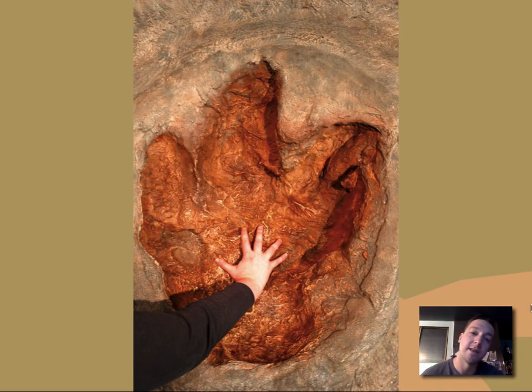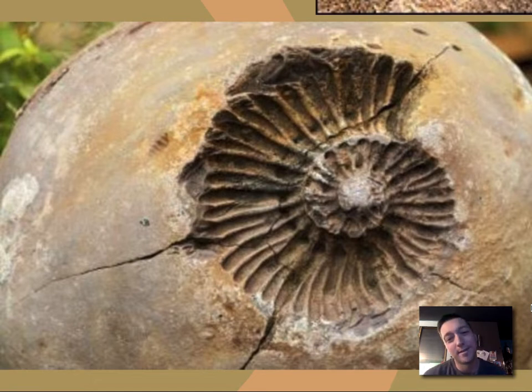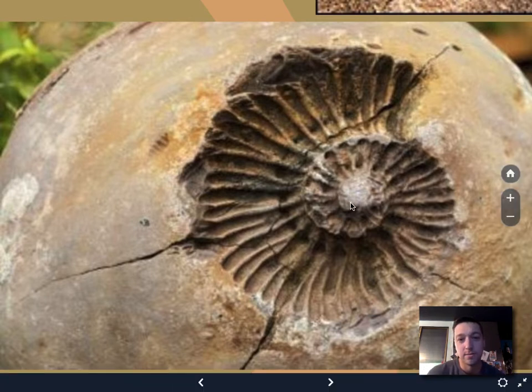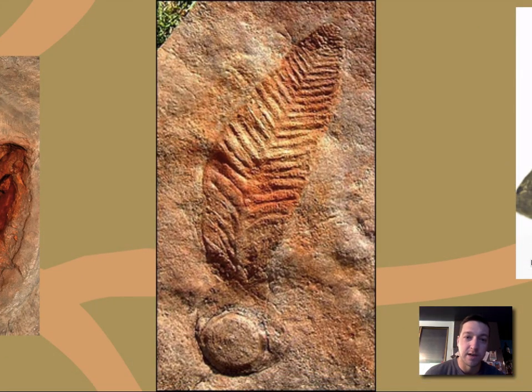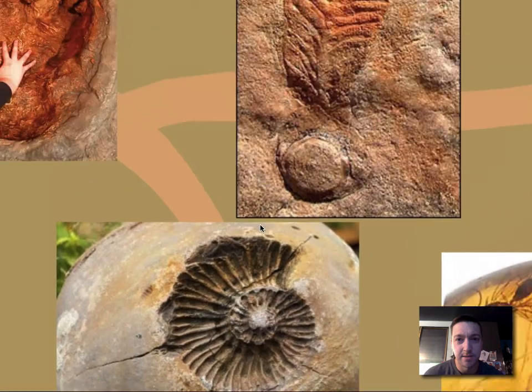What type of fossil is this? That's right, it's a trace fossil, because it's a footprint of a very big dinosaur. What type of fossil is this? That's right, it's a mold and cast because it's an imprint in the rock. What type of fossil is this? Also looks like a mold and cast. Or one is a mold and one is a cast.